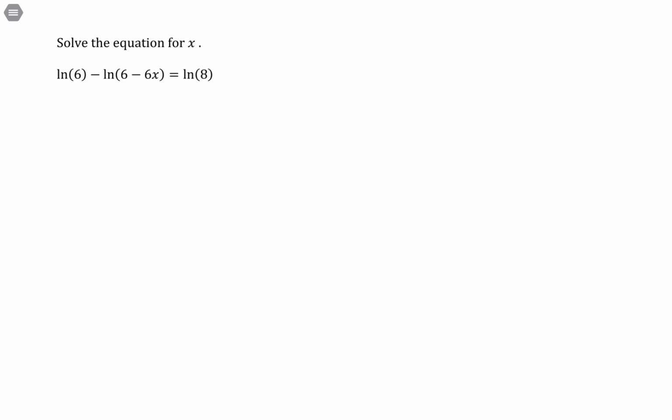Solve the equation for x. Natural log of 6 minus the natural log of the quantity 6 minus 6x is equal to the natural log of 8.